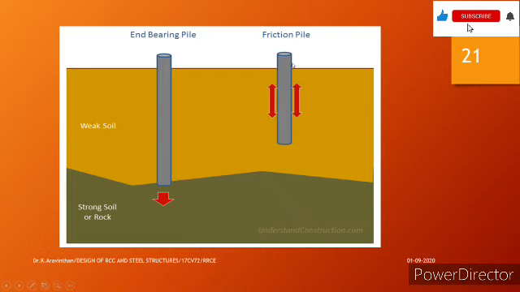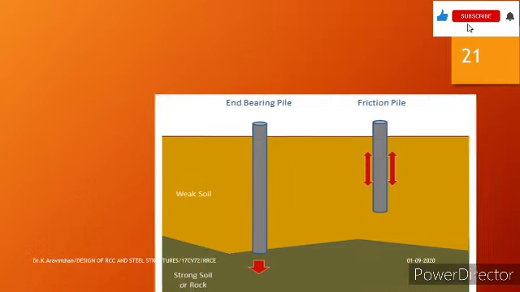Another type of pile is there, this is friction pile. The load which is being taken by the surface of the pile, so that it is called a friction pile. So due to the friction between the soil and this pile, the load is being distributed. So that is why this is called friction pile.